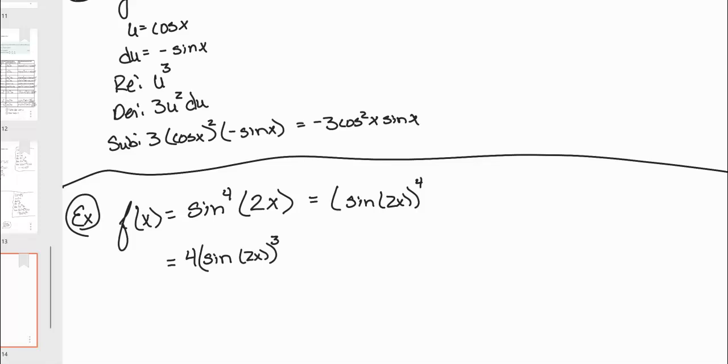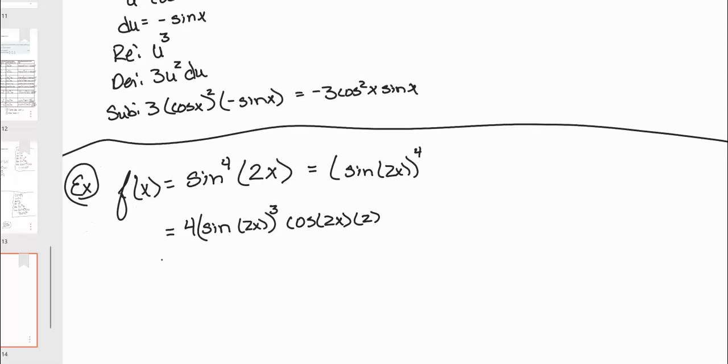But then you got to take the derivative of the inside. Well, the derivative of sine is cosine. And then we got to take the derivative of the angle. So this is a repeated chain rule. And then we're going to clean this up. So this is 8 sine cubed of 2x times cosine of 2x.